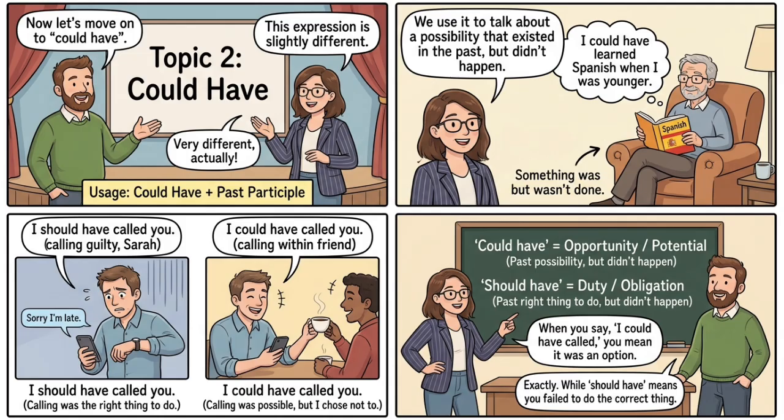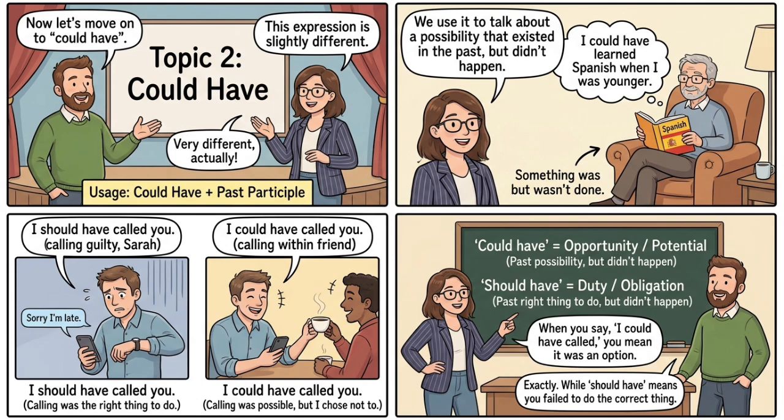Now let's move on to could have. This expression is slightly different. Very different, actually. We use could have plus past participle to talk about a possibility that existed in the past but didn't happen. In other words, something was possible, but it wasn't done.